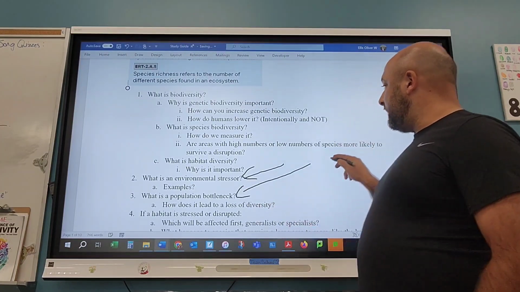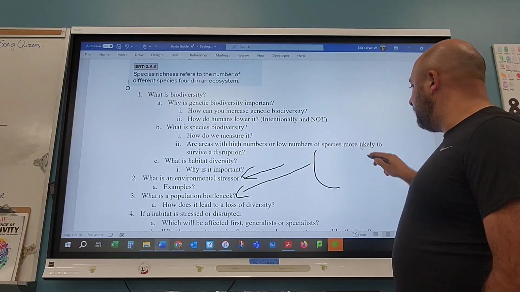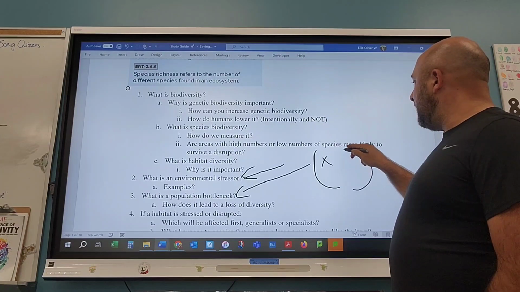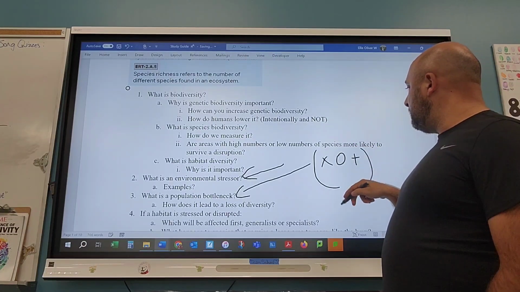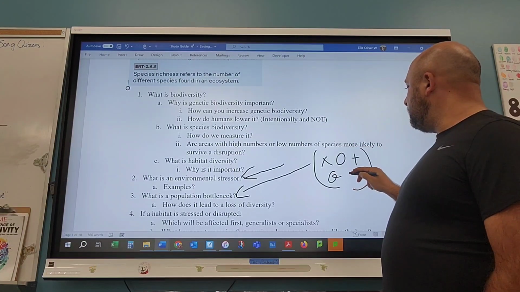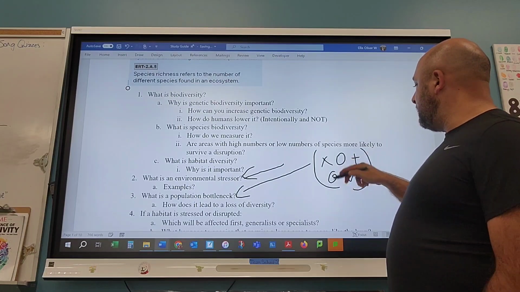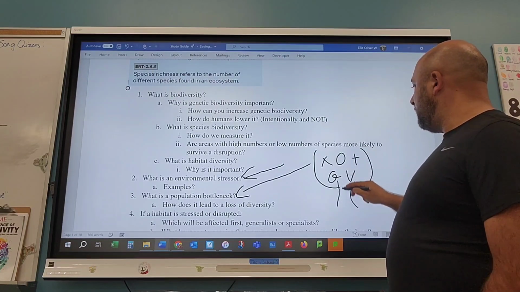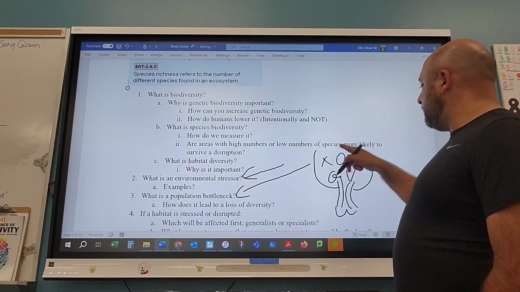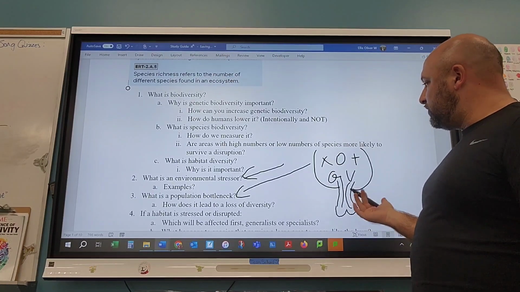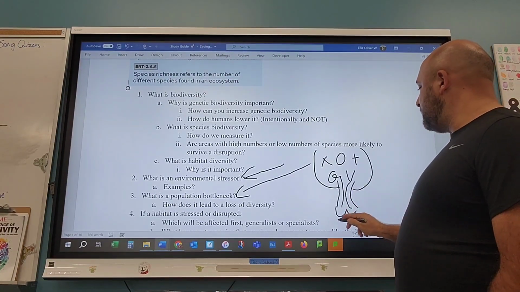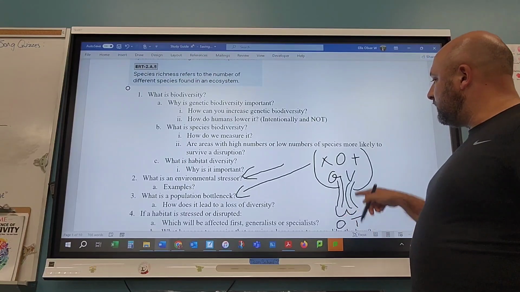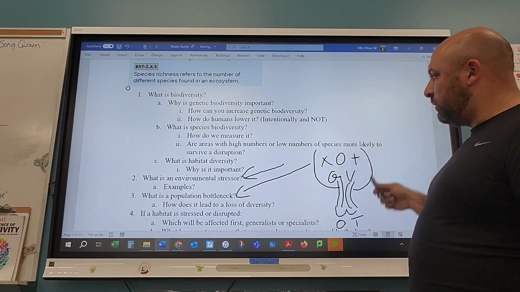A population bottleneck is, again, where you have a whole great diverse group of species, right? You have X's and O's and T's and G's and V's. And then they go through this bottleneck, right? And only a couple of them make it through. So you go from 5 different genetic groups here to maybe just an O and a T. And so you're limiting the biodiversity here by putting it through a bottleneck.